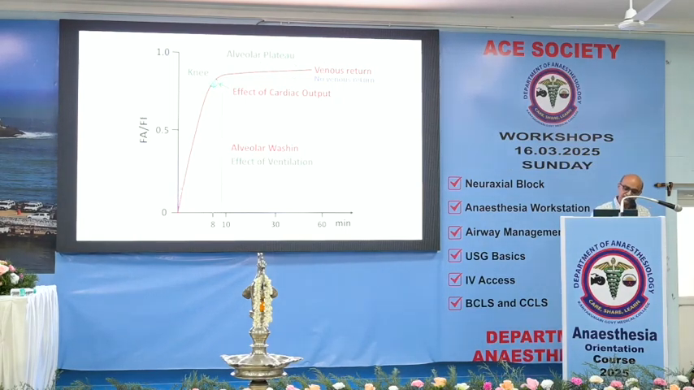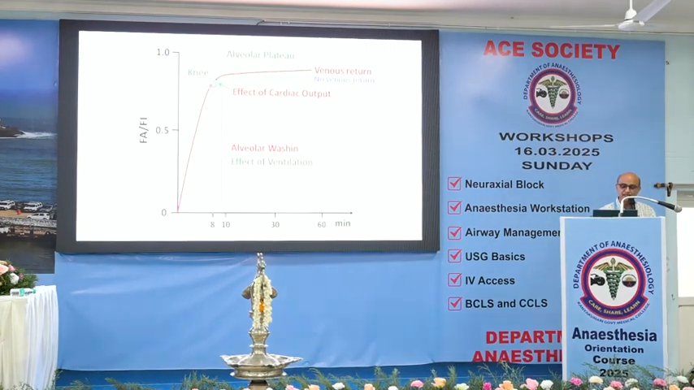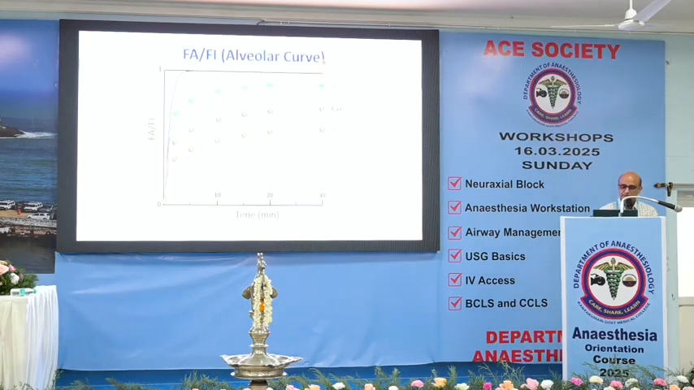So this part of the curve, the rise in the alveolar tension, is because of alveolar ventilation or the positive pressure ventilation which you give. This knee is produced by the cardiac output, and this plateau which is uprising is produced by the venous return.